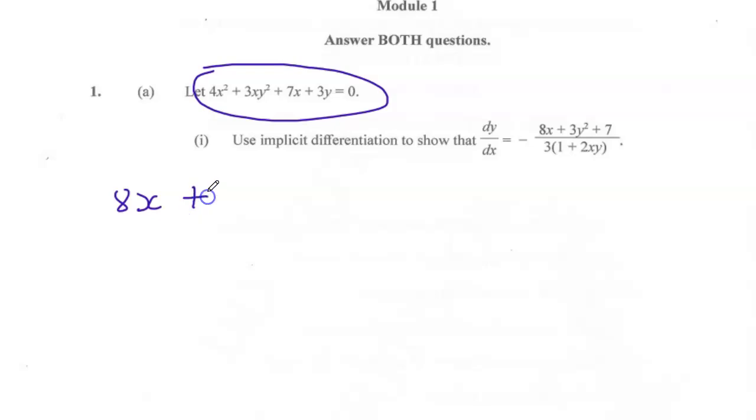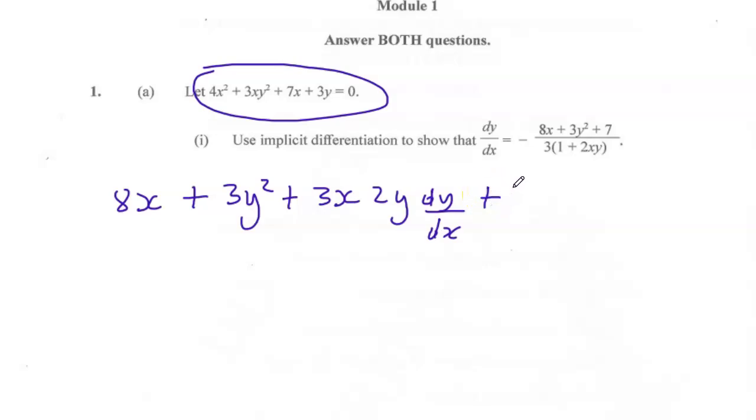To differentiate 3xy squared, we apply the product rule. We treat the 3x as a function and the y squared as a function by itself. Differentiate 3x, we end up with 3, and we keep in the y squared. Plus, alternating now, we keep in the 3x and differentiate the y squared using the chain rule. We end up with 2y dy by dx.